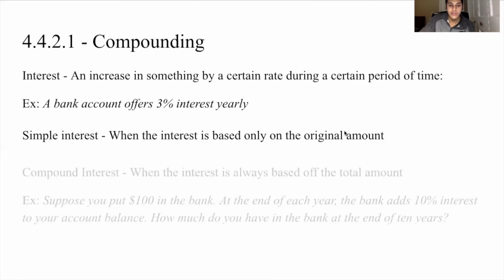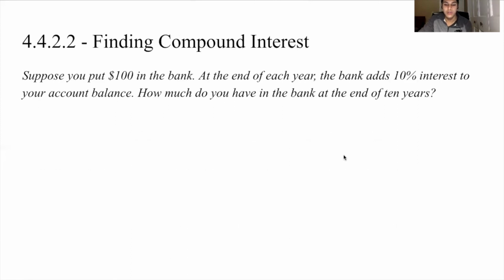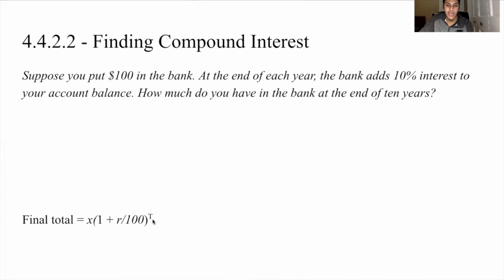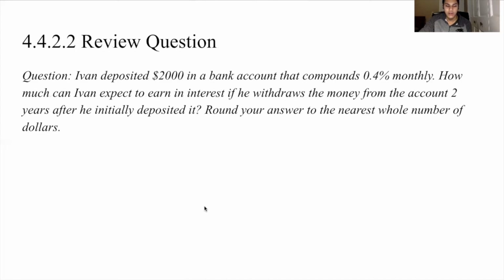And then since compound interest was a little bit more difficult, we talked about how to find the formula for compound interest, which we derived to be X, which is the amount of money you put in, times 1 plus R over 100, where R is your rate as a percent, to the power of T. And T represents how many times something is compounded. And then finally, we did a review question where we found that Ivan would have $2,201 after 2 years after he initially deposited in a bank, or he would increase his amount by $201 total.